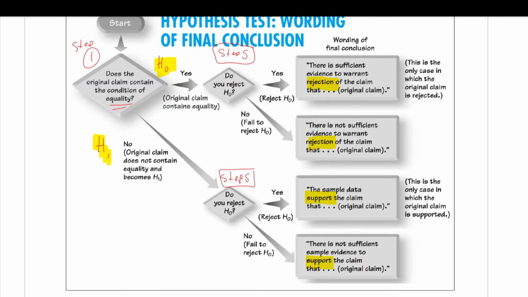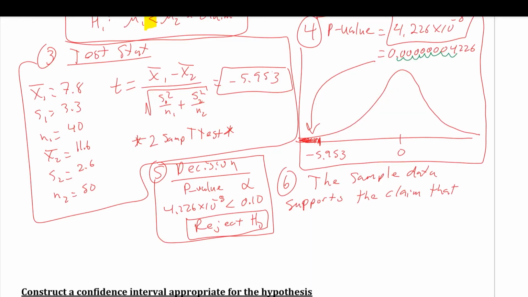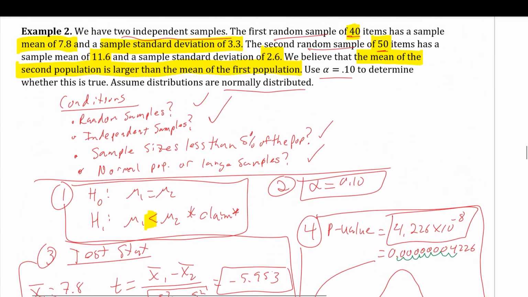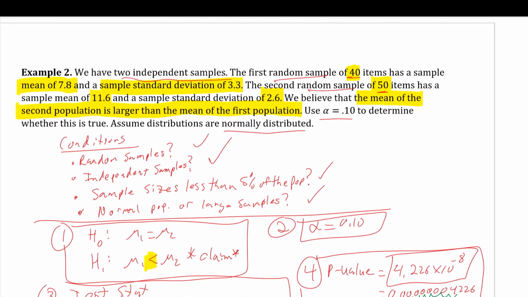And here's the flow chart. Our alternative was the claim. We rejected the null hypothesis. So we can say that the sample data supports the claim that, and then we restate the original claim statement. And what was that claim statement? Well, this example was very abstract. It just said the mean of the second population is larger than the mean of the first population.